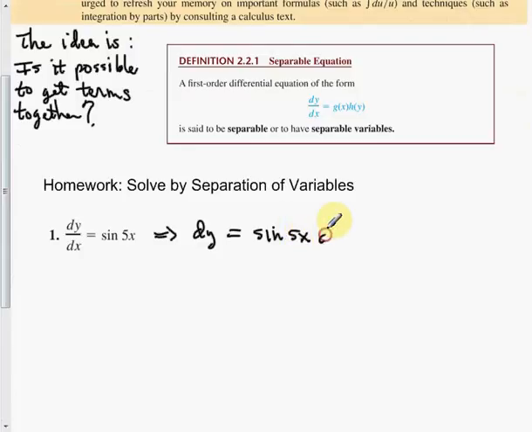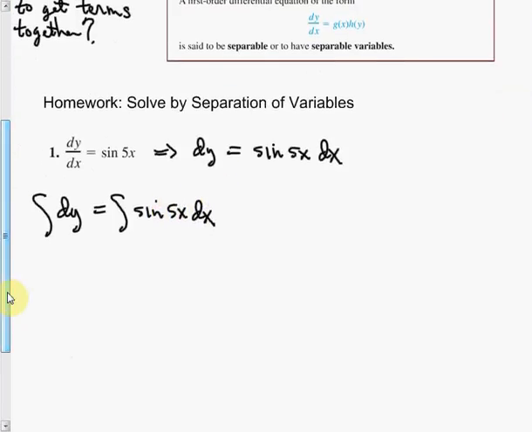sine of 5x dx. Now once you've separated the variables, we integrate both sides, each side with respect to its differential. So here, integrate the integral of dy is equal to the integral of sine 5x dx. So you integrate dy, you get what? Y. Then you integrate sine of 5x dx, you get what? Everybody except Nazareth.